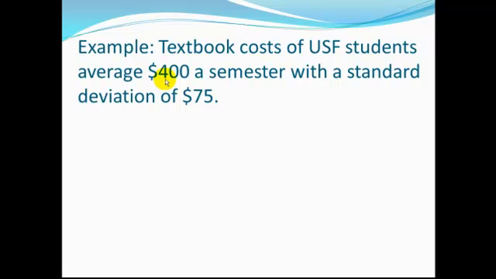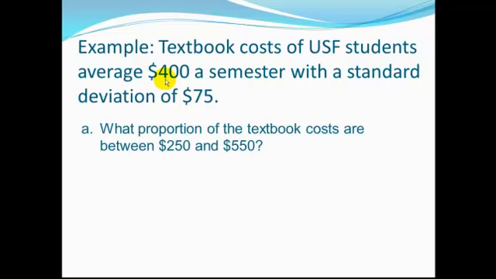That really doesn't matter. The way that we're going to approach this is the same. What I'm going to do now is ask you questions. Given that the mean is 400 and the standard deviation is 75, what proportion of the textbook costs do you think fall between 250 and 550? These are Chebyshev, empirical rule problems, interpreting standard deviation problems. You'll see how we do it in a second.